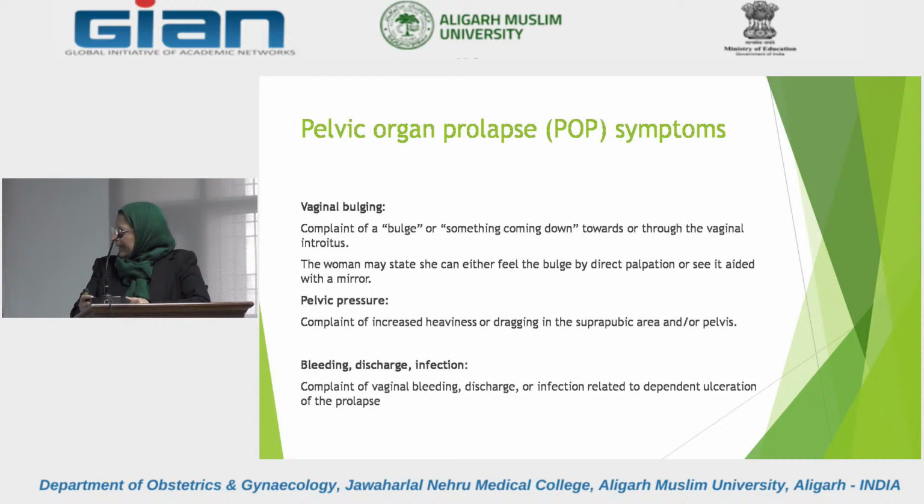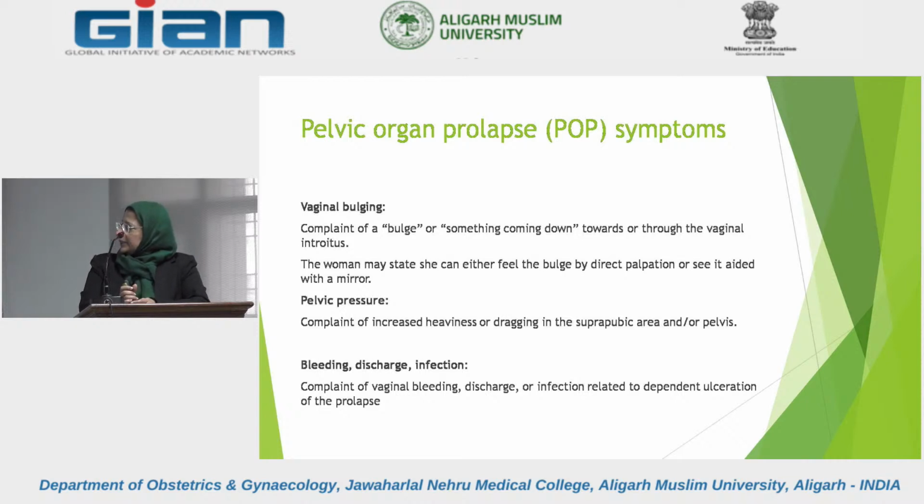Pelvic pressure, complaint of increased heaviness or dragging in the suprapubic area or in pelvis. This is an associated symptom of prolapse. Bleeding, discharge, infection. Complaint of vaginal bleeding, discharge, or infection related to dependent ulceration of prolapse. This is really important, because if somebody has procidentia, which is complete prolapse of the uterus, so the cervix keeps rubbing on the knickers or around the thighs, it can cause ulceration, it can bleed, can cause infection. Very, very difficult to control if there is no facility to operate or do anything about the patient. We'll talk about how to solve it later on.